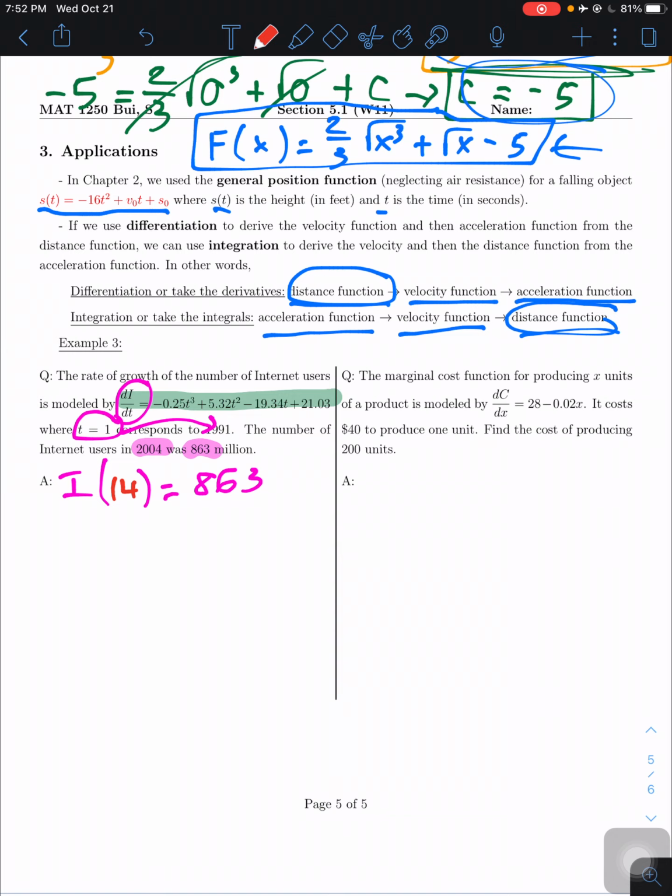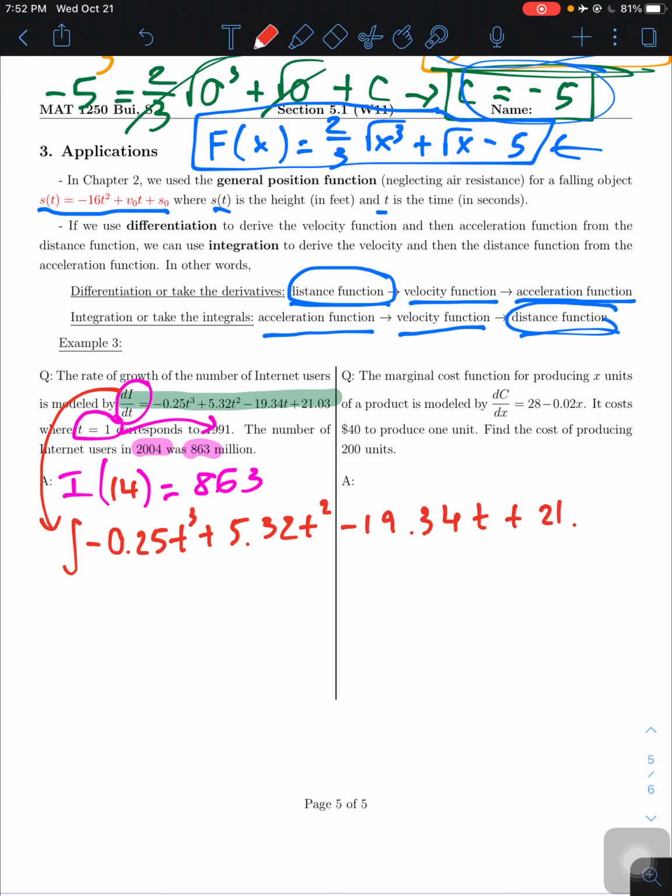Okay, talking about the real work in here for the integral, what do we do? So we have a function already. That's good. We're going to take the integral of that. So the integral of that whole function, let me just copy and paste it down really quick in here: t plus 332 t squared minus 19.34t plus 21, and then dx to represent the integral. Okay, I'm going to combine two steps into one, okay?